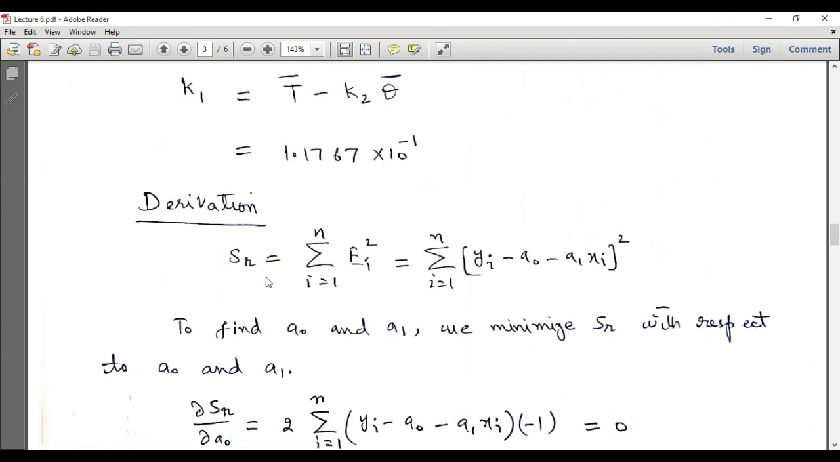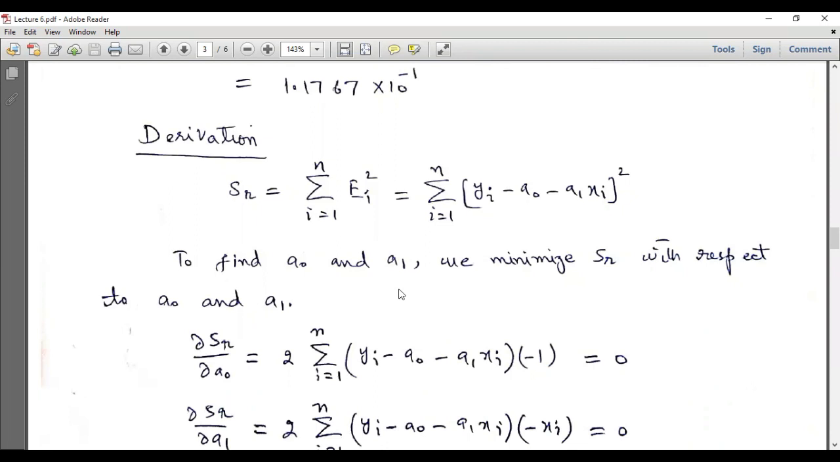So let's start the derivation. Here you can see the least square errors, and we have to calculate the sum of the squares of the errors for all the n points. So this is the summation, and ei is equal to yi minus a naught minus a1 xi, and we have to take its square.